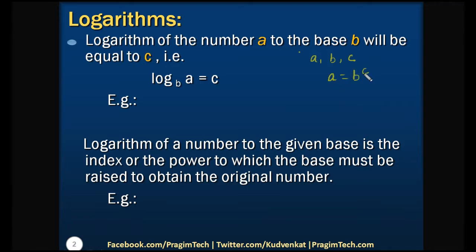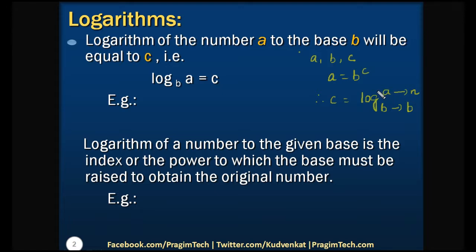So I want to find out this c value. In order to obtain this c value, we have to use logarithms. Therefore, c is nothing but the logarithm of a to the base b. So from this definition, I can say that logarithms are the inverse operation to indices. Here a is called the number and b is known as the base. Once we raise b to the power c, we obtain the original number.